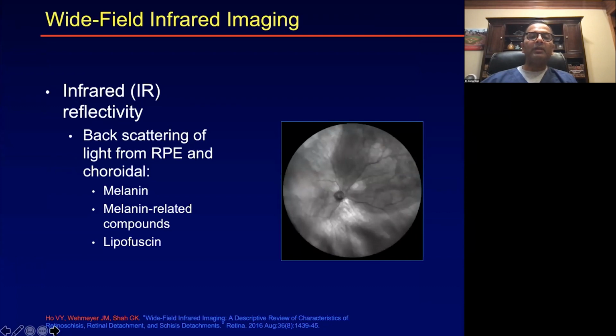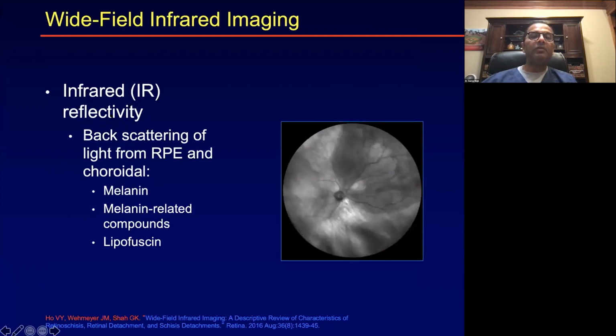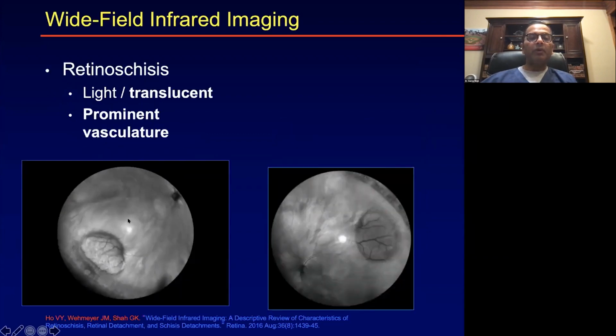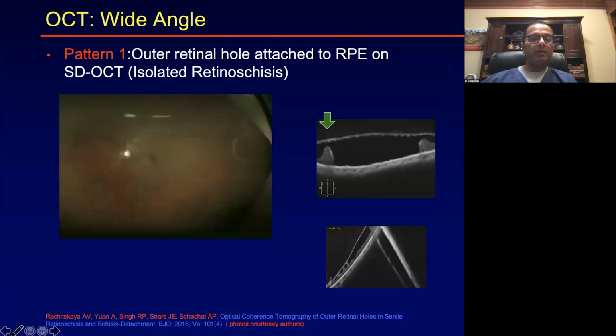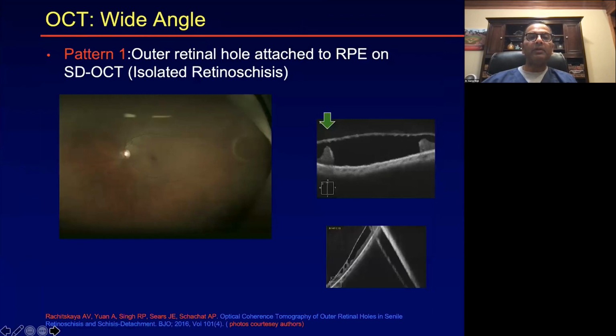One thing that's really nice about tears and detachment is infrared imaging. Infrared reflectivity gives you beautiful photographs of tears and detachment. We published on this back in 2016. There's rapid acquisition, and it works well with small pupils. And here is, I'm not sure why it's going faster, retinoschisis, easy to see compared to retinal detachments. You can also do OCT.